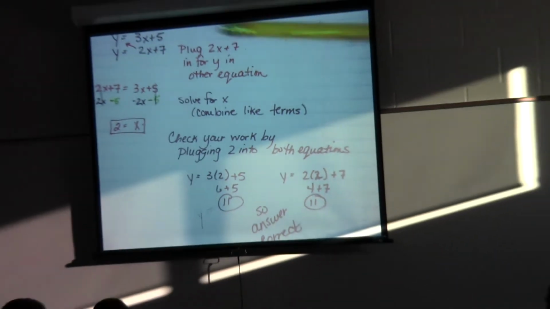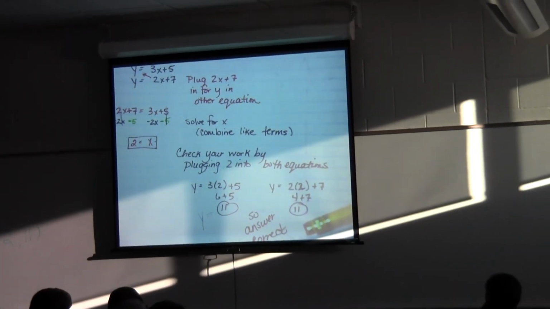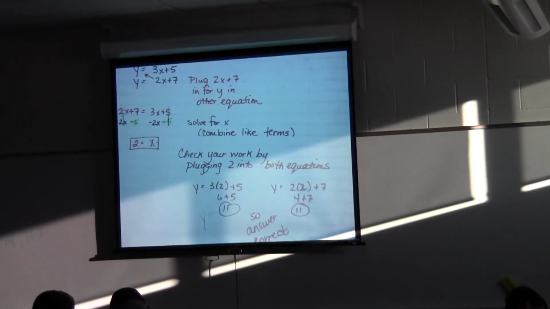So you could have solved this problem by graphing. Slide down, G. You could have solved this problem on a table. Or you could solve this problem by substitution. No matter which way you did it, you would get 2 and 11 for your answers every time.